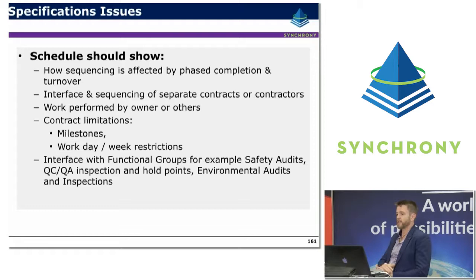So the schedule should know how sequencing is affected by the phased completion of turnover, for example, particular interfacing and sequencing of separate contractors, work performed by others or by the owner, contract milestone limitations such as milestones, workday or nighttime working restrictions, work week restrictions. There might be early owner furnished materials that have to be specified in advance within a particular range. Interfaces and functional groups, for example, safety audits, QA, QC inspection, hold points, environmental audits and other inspections.